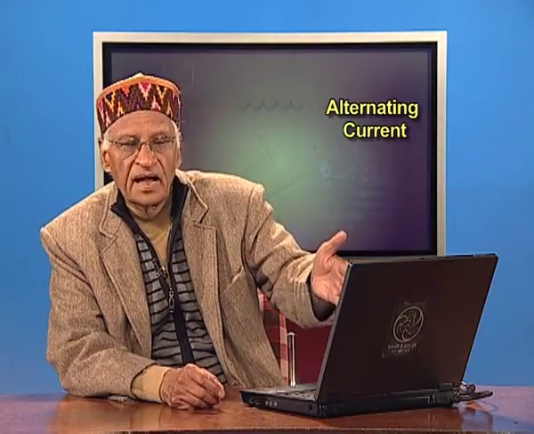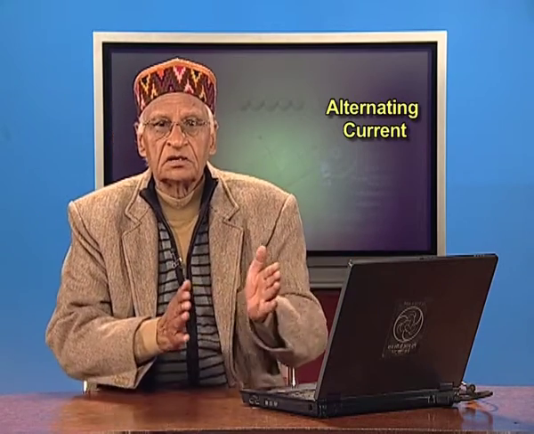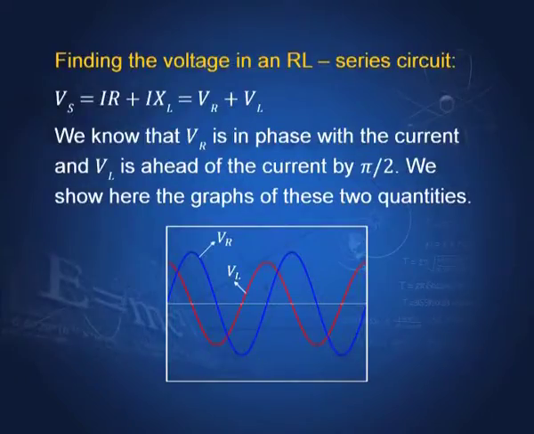So, let us now return to the adding of two vectors or two voltages which differ in phase, which have a phase difference. I have shown here VR. Remember that VR is in the same phase as the current, and VL leads it by pi by 2. So, we have shown these two. Now, we can add them, because we have defined phasors and we can use them and we can add the two.